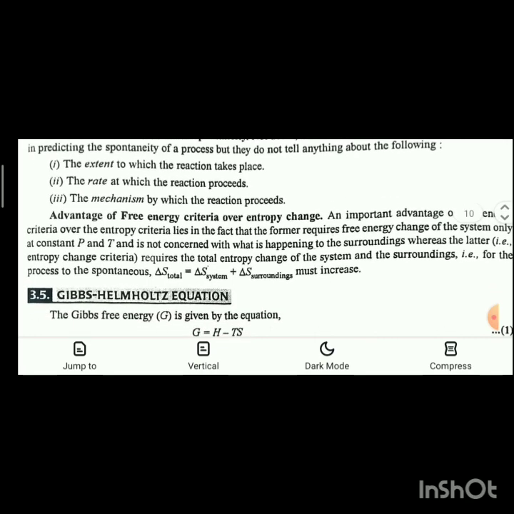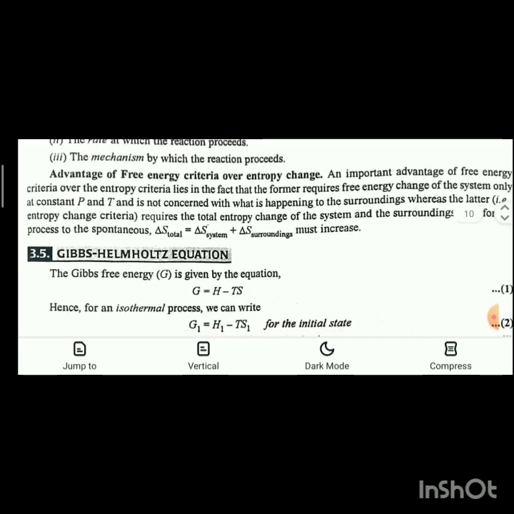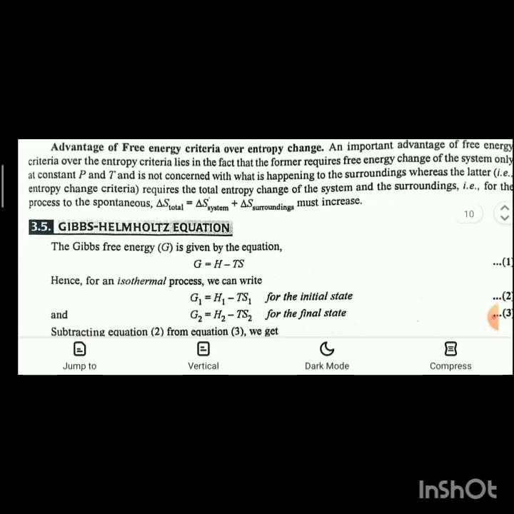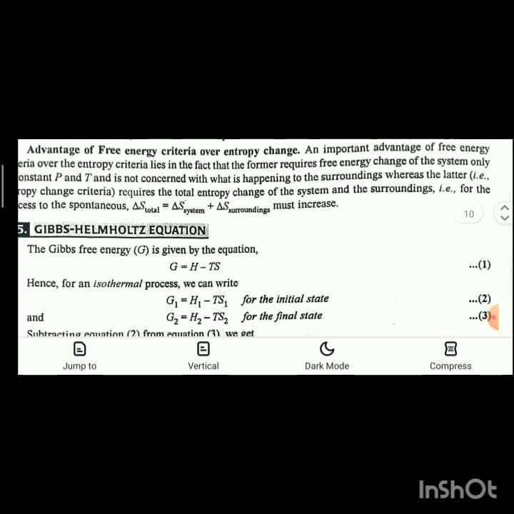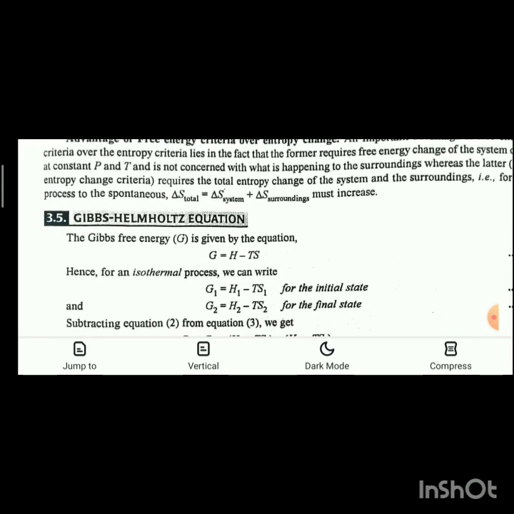Advantage of free energy criteria over entropy change. An important advantage of free energy criteria over the entropy criteria lies in the fact that the former requires free energy change of the system only at constant pressure and temperature and is not concerned with what is happening to the surrounding, whereas the latter, that is the entropy change criteria, requires the total entropy change of system and surrounding for the process to be spontaneous. Delta S total equals delta S system plus delta S surrounding must increase.